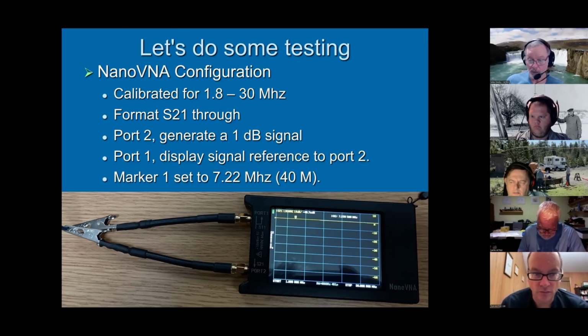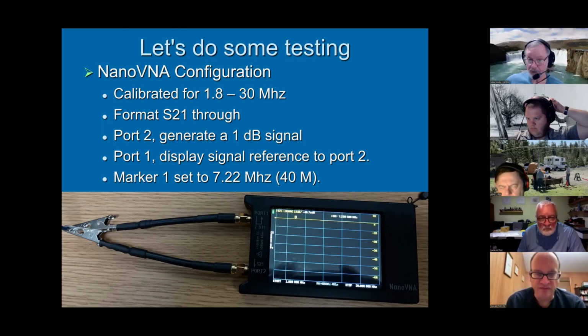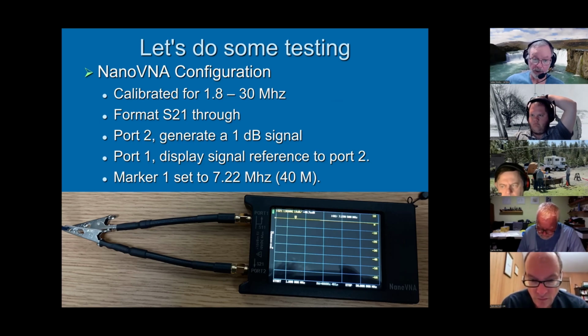So just to keep things simple and straightforward and non-complicated, I calibrated. That's always the first thing you do with a VNA. I calibrated it for 1.8 megahertz for 160 meters, all the way up to 30 megahertz, and that covers 10 meters. So 160 meters to 10 meters, 1.8 megahertz to 30 megahertz. So that's what I calibrated. So I set it up, and I did the format of doing pass through.